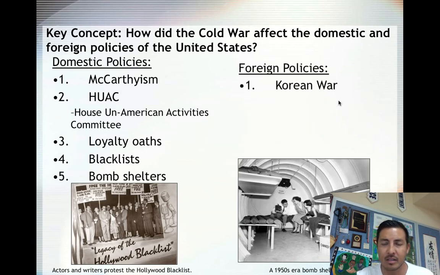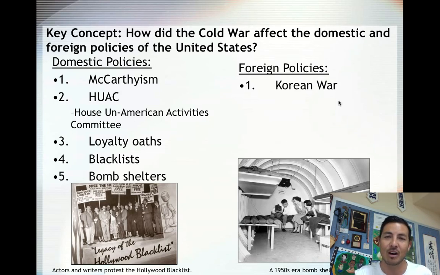Foreign policy-wise, we had the Korean War. We're still actually at war; we've never signed a peace treaty. Korea got divided into North Korea and South Korea. North Korea, you probably know, is ruled by Kim Jong-un at this time. It's been a dictatorship based off of communism. They have no access to the internet. They have no TV. Everything's controlled. They worship the leader almost like a god.